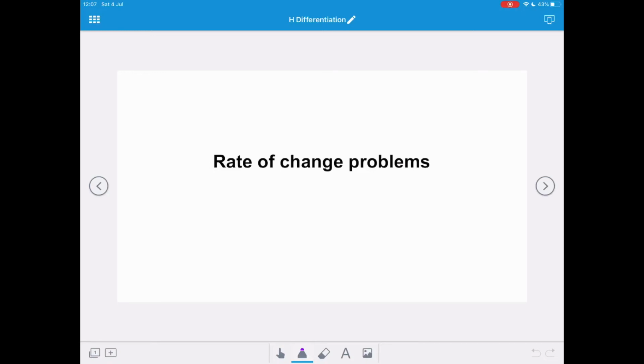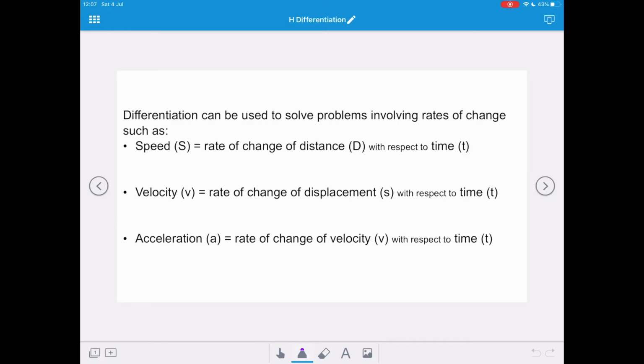In this video, we're going to look at how we can use differentiation to solve rate of change problems. Differentiation can be used to solve problems involving rates of change, such as speed, because speed is the rate of change of distance with respect to time, so s equals dd by dt.